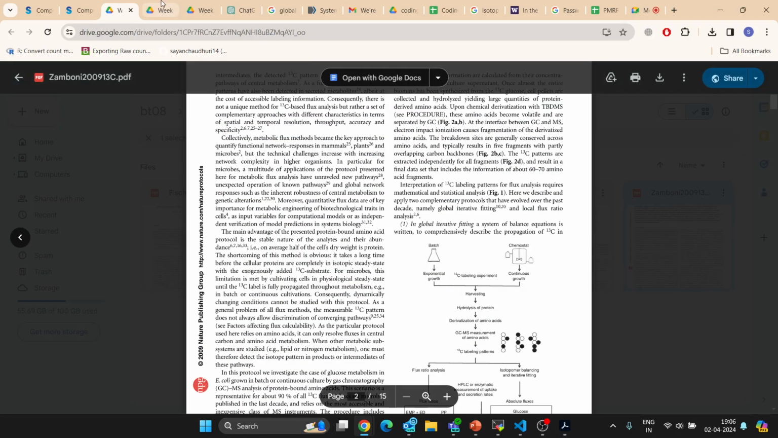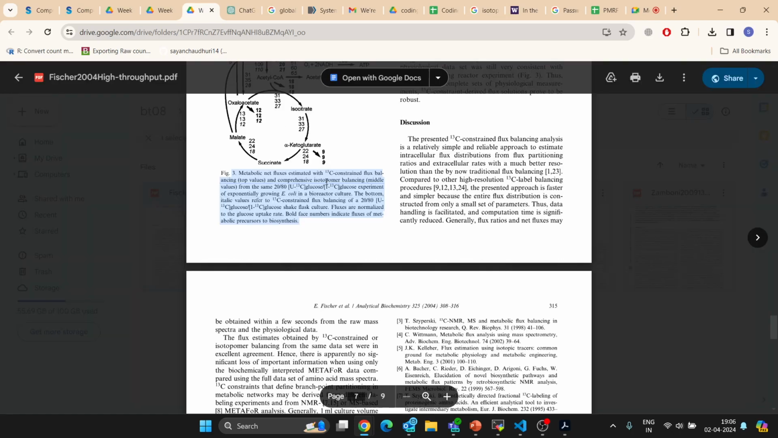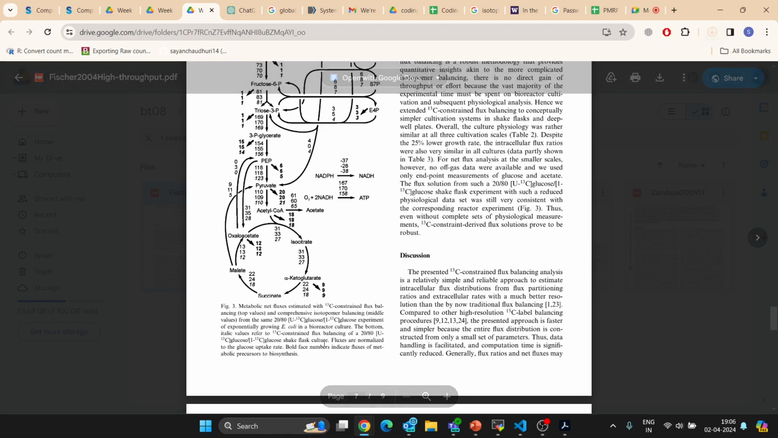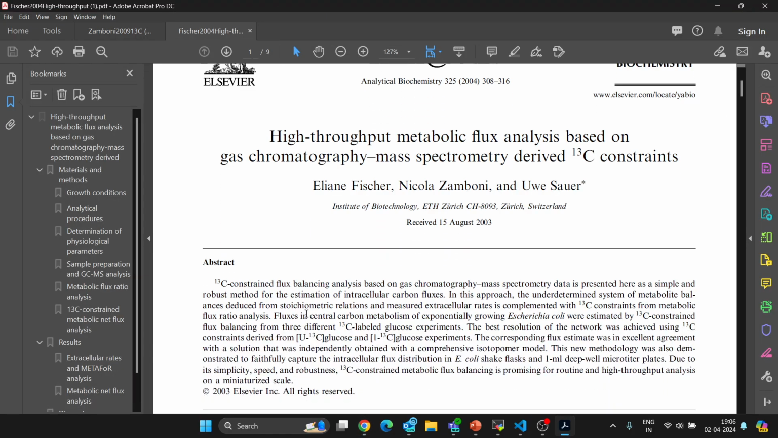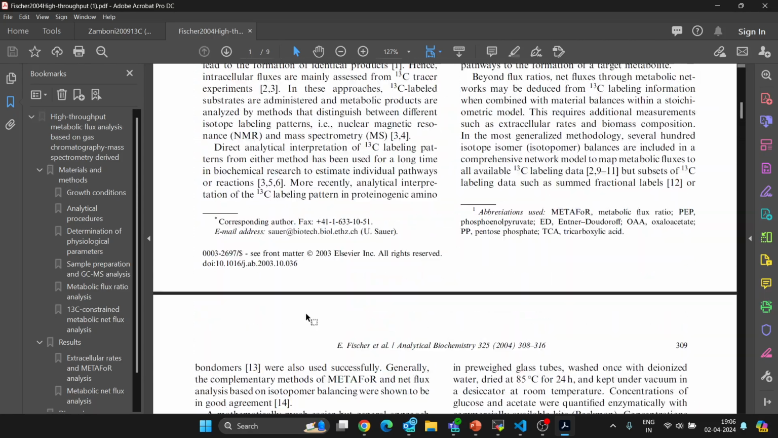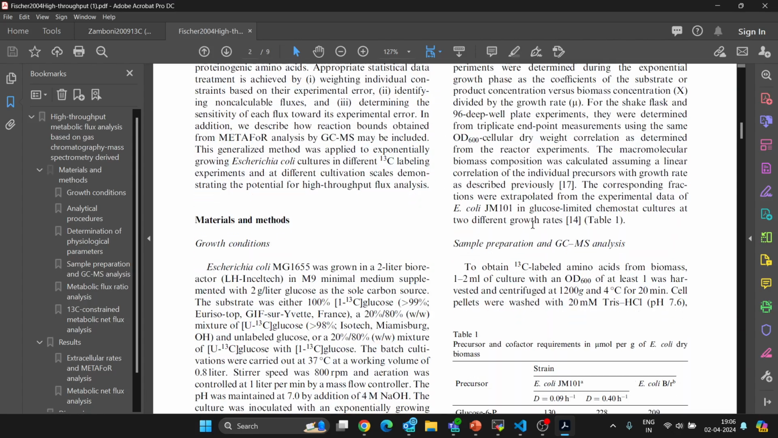And also there is another paper, I think this one. Yeah, this one. So this figure is also actually taken from here. So yeah, here they have used some software called Metaphor, but it is basically a flux ratio analysis tool. So don't get confused by that.